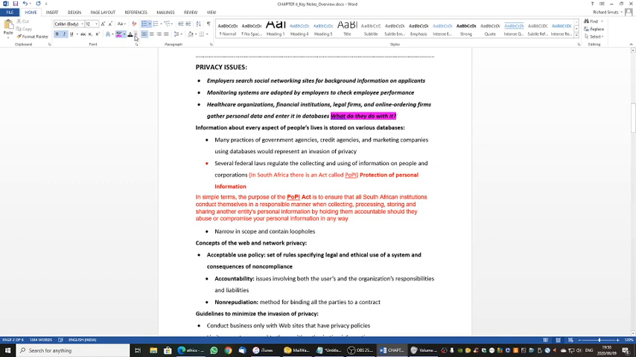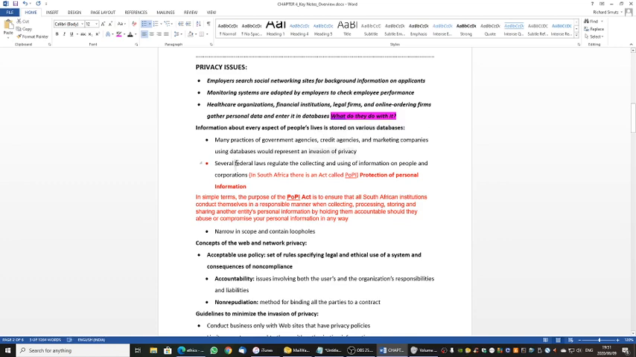Moving on. Information about every aspect of people's lives is stored on various databases. The government will have information on you. Your banks will have information on you. Your universities will have information on you. Government agencies, credit agencies, marketing companies will all use databases, and depending how they use that information, should they give out the incorrect information, that is going to represent an invasion of privacy.